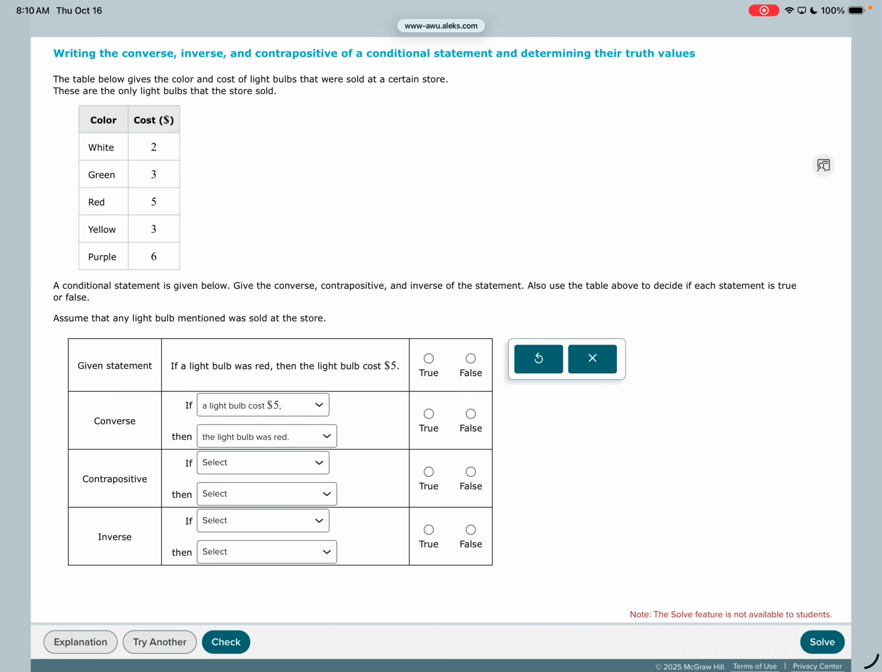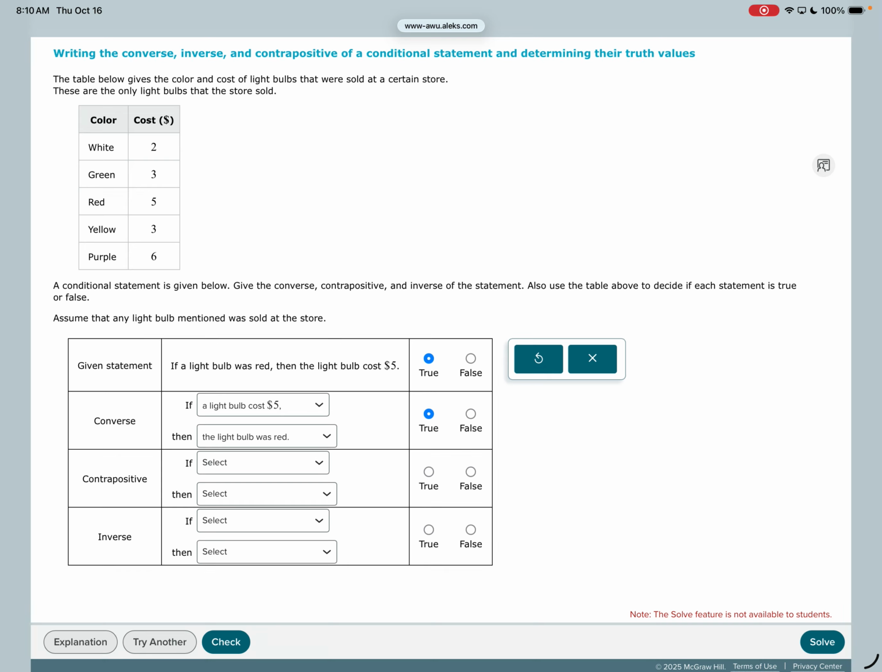Okay. Let's go through the true, false as we go through these. If a light bulb is red, then the light bulb costs $5. Is that true? Yes. Red, $5 right there. Okay. If the light bulb costs $5, then the light bulb was red. Well, the only one that costs $5 is the red one, so that would also be true.